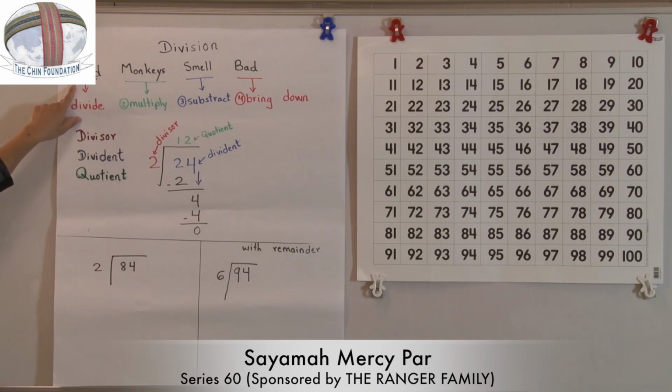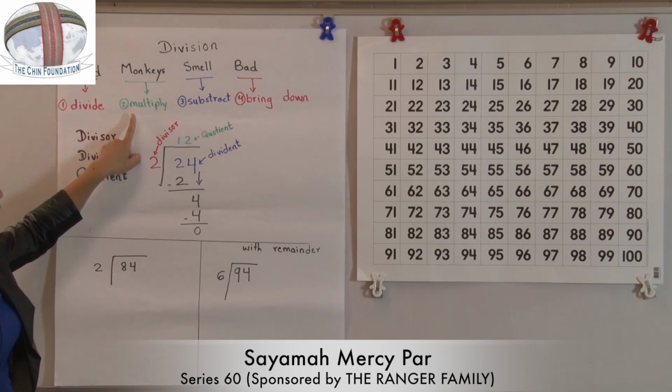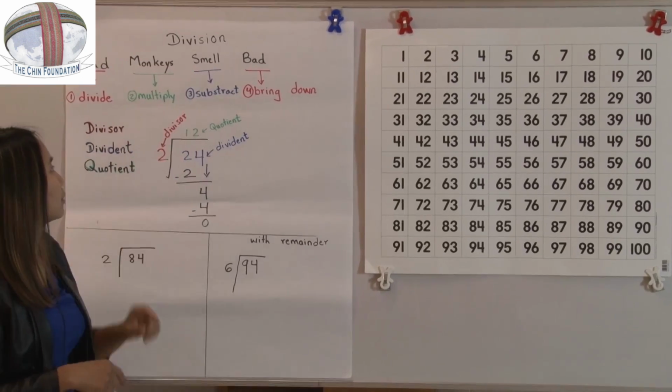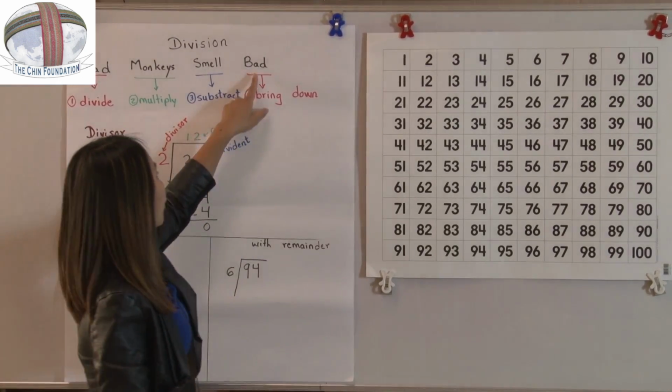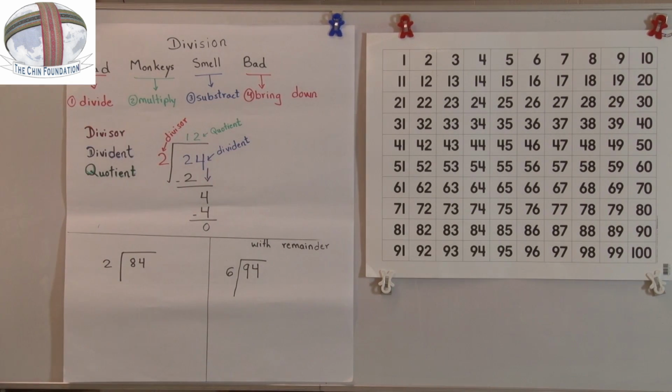So the dead D stands for divide. That means you have to divide. M stands for multiply. That means you need to multiply. S stands for subtract. B stands for bring down. So there's 4 steps when we do division.